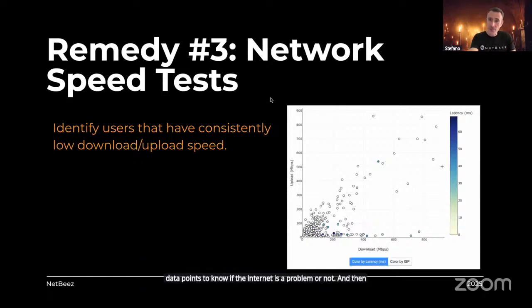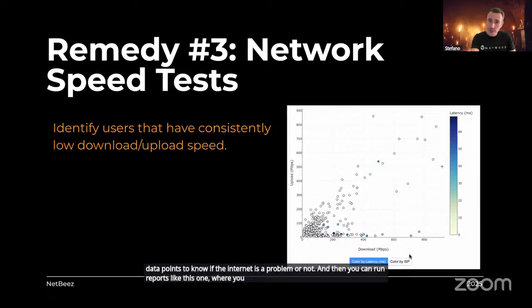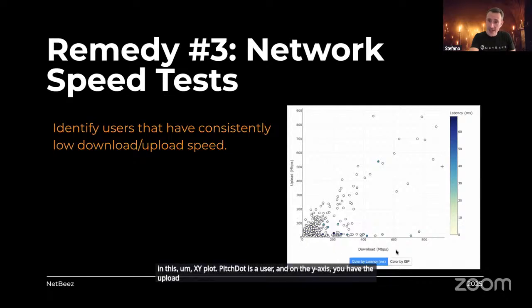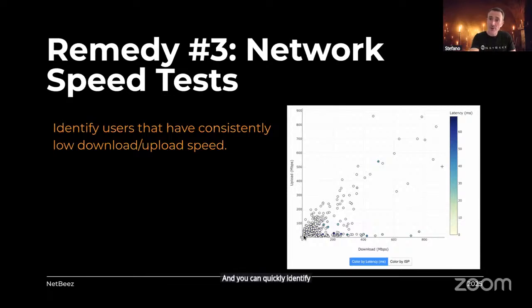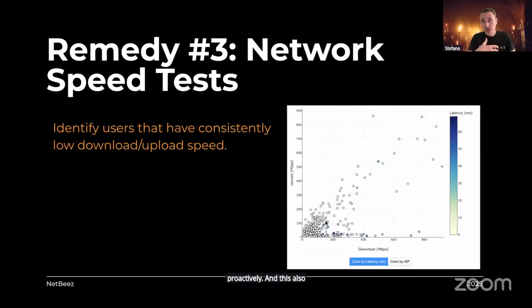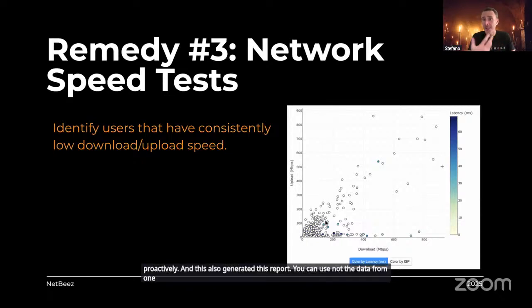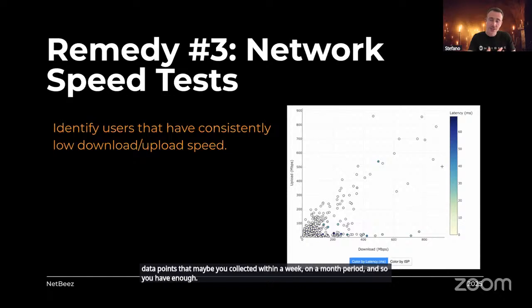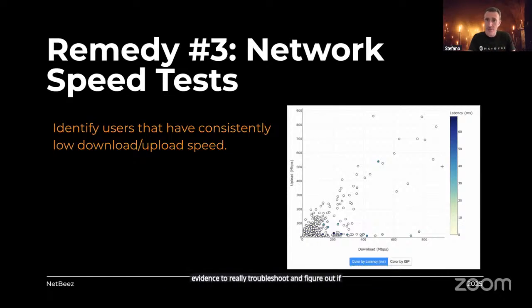And then you can run reports like this one, in this XY plot. Each dot is a user, and on the y-axis you have the upload, and on the x-axis the download, and you can quickly identify the low-performing remote users and do something about it proactively. This also generates this report. You can use not the data from one speed test, but from multiple data points that you collected within a week or a month. And so you have enough evidence to really troubleshoot and figure out if that's really the problem, and then again, open a ticket with the ISP and do something about it.